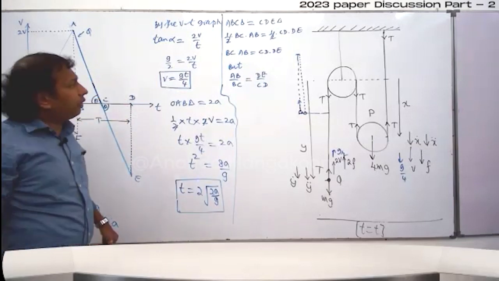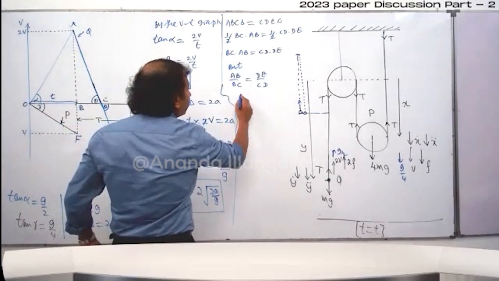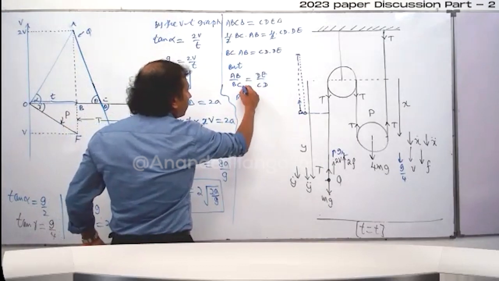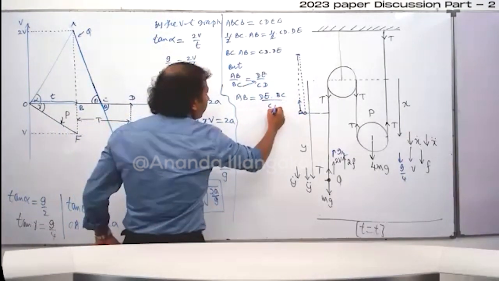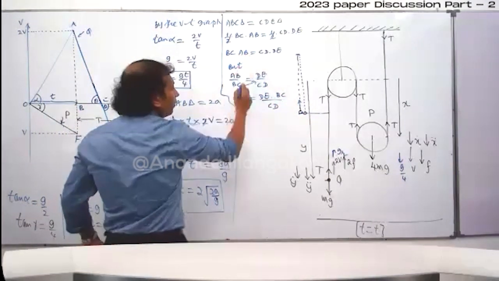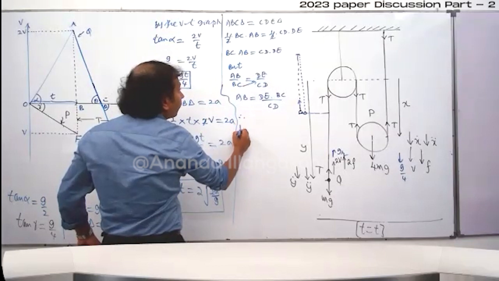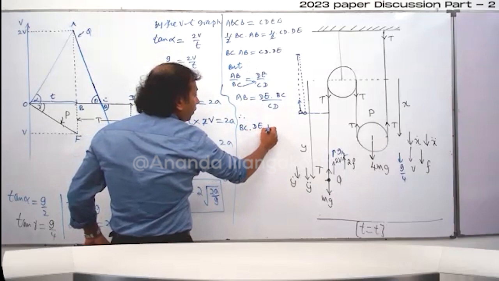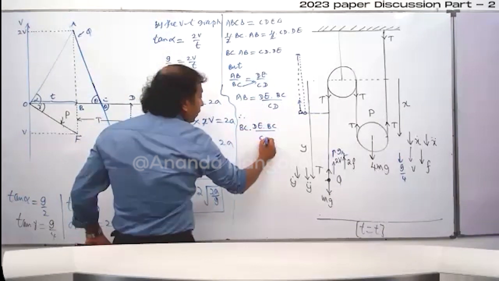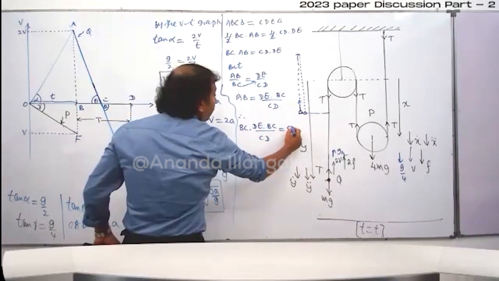You can now write here by using cross multiplication. AB you can subject, using cross multiplication, DE into BC divided by CD. This one we can put here. Therefore, we get BC times AB, AB meaning DE into BC divided by CD, is equal to CD times DE. Understood?